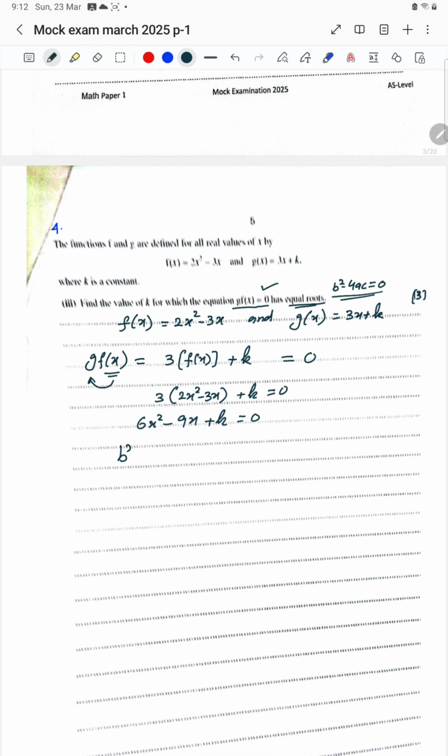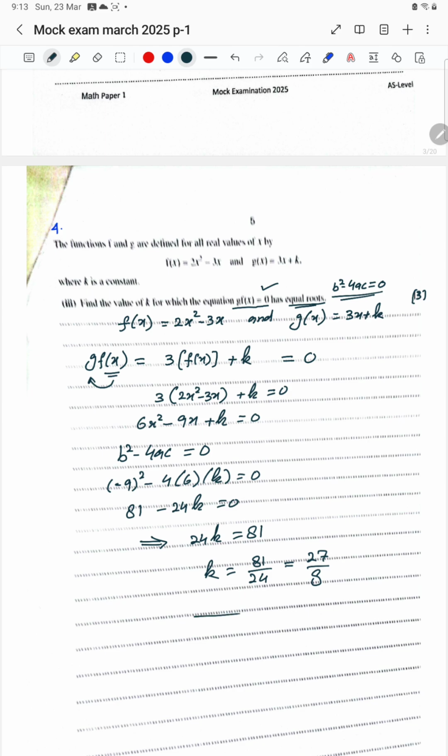So apply the condition b square minus 4ac equal to 0. This is the condition for equal roots. b is -9, so (-9) square minus 4 times 6 times k equal to 0. It becomes 81 minus 24k equal to 0. That leads me to 24k equal to 81. So k will be 81 by 24. So you can simplify it to 27 by 8. This is the final answer.